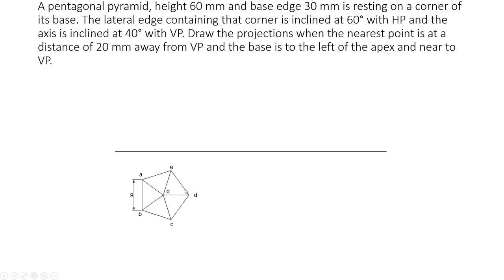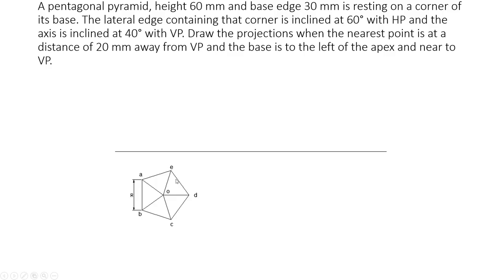Since the object is resting on a corner of its base, the corner should come on the right side, so the edge should come on the left side. In that way you construct a pentagon like this. Name it as A, B, C, D, E, and now do the dimension. Now you want to locate the centroid. To locate the centroid, from a corner draw a line to the opposite edge's midpoint. Then from another corner draw a line to the opposite edge's midpoint. These two lines will meet here, so that is the apex.